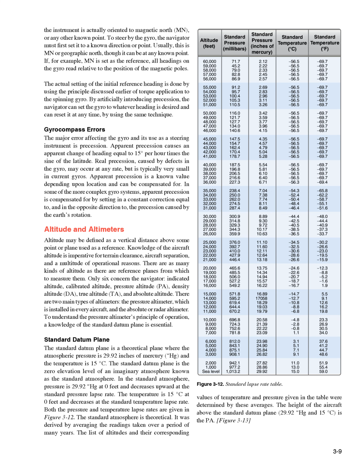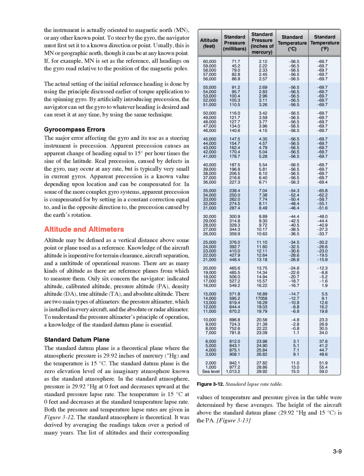Standard datum plane. The standard datum plane is a theoretical plane where the atmospheric pressure is 29.92 inches of mercury, Hg, and the temperature is 15 degrees Celsius. The standard datum plane is the zero elevation level of an imaginary atmosphere known as the standard atmosphere. In the standard atmosphere, pressure is 29.92 Hg at 0 feet and decreases upward at the standard pressure lapse rate. The temperature is 15 degrees Celsius at 0 feet and decreases at the standard temperature lapse rate. Both the pressure and temperature lapse rates are given in Figure 3.12.